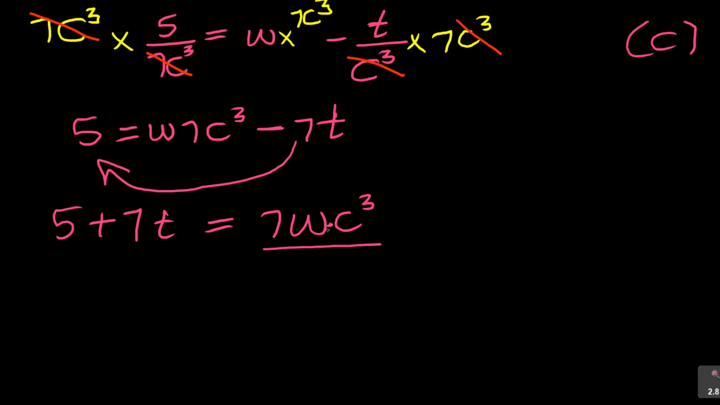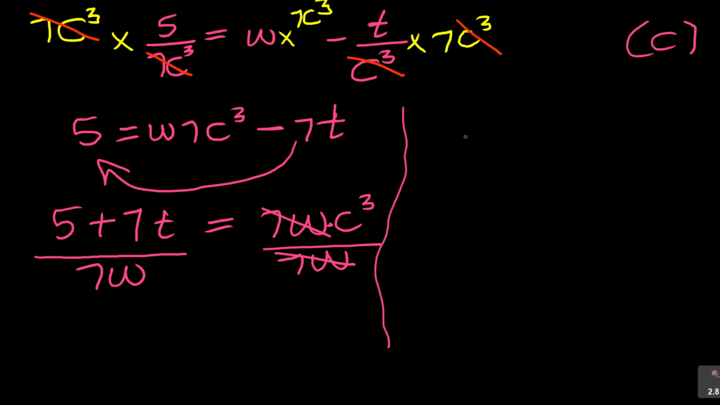What I don't want there is 7w, so I must divide. I don't want this because I'm focusing on c cubed. But look, when I'm dividing on the other side, a long division line and then 7w, it must cover 5 and 7t. Are you with me? And then let's do it like this. Let's continue like this. And then what we have got 5.